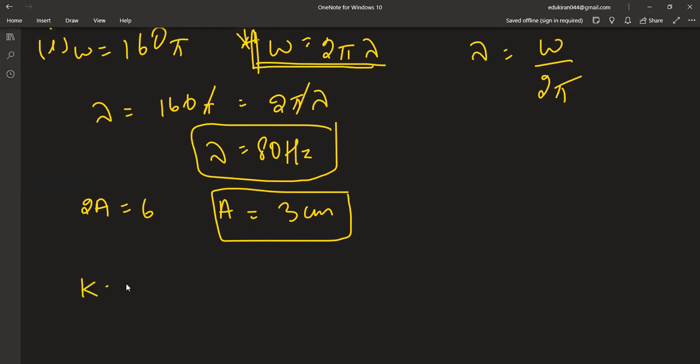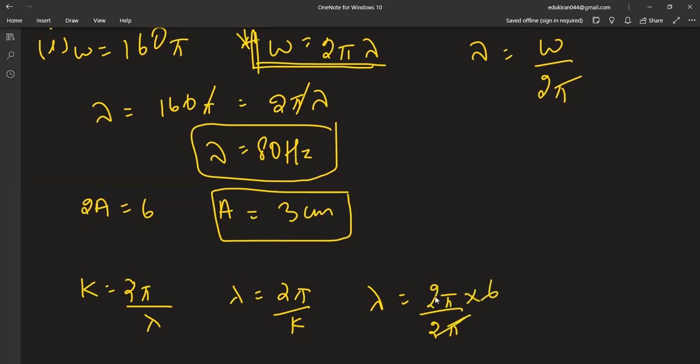So see, k is equal to 2 pi by lambda. So lambda is equal to 2 pi by k. So if you equate, k is given as 2 pi by 6. So lambda is equal to 6 centimeters.